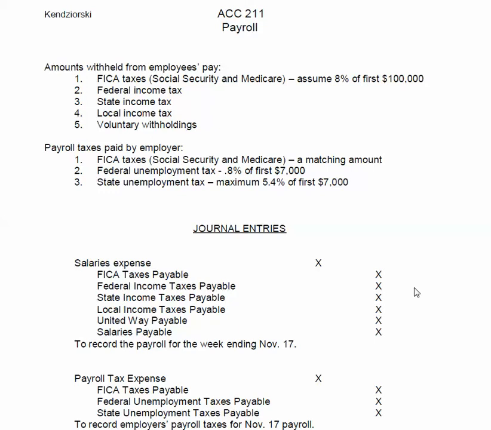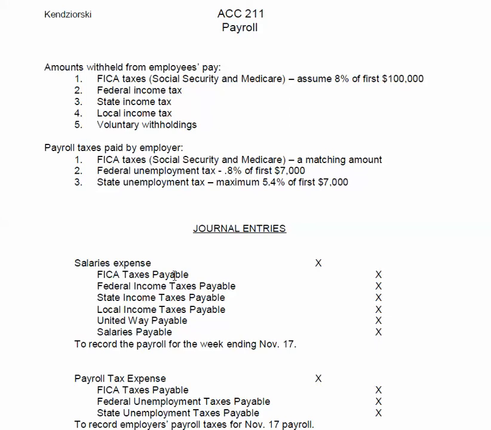Companies make 2 payroll-related journal entries every pay period. You will need to know how to make these journal entries, and you'll also need to know which taxes go into which entry. So on the bottom half of this sheet, you see the 2 payroll journal entries. The first one records the payroll.